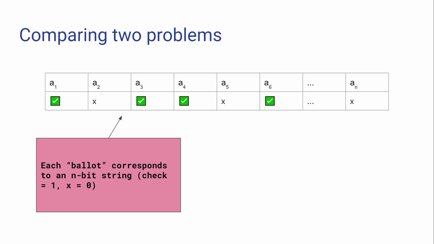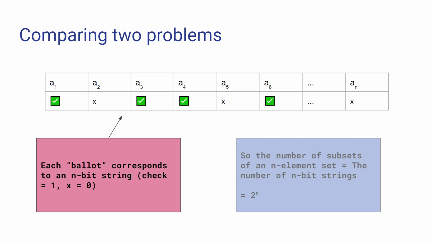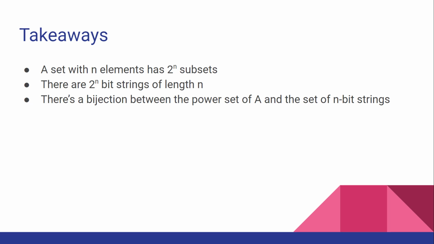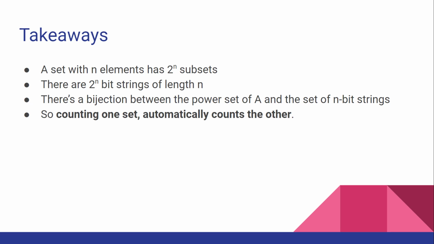Since the set of ballots is finite and there's a bijection from it to the set of n-bit strings, the set of n-bit strings has exactly the same number of elements as the set of ballots, namely 2 to the nth power. So what we've learned here is that every n-element set has 2 to the nth subsets. There are 2 to the nth n-bit strings, and in fact there's a bijection between the set of subsets of an n-element set and the set of all possible n-bit strings. So this illustrates an important counting rule. If I can count a finite set of objects and then create a bijection between it and another collection of objects, then I've counted the second collection as well.